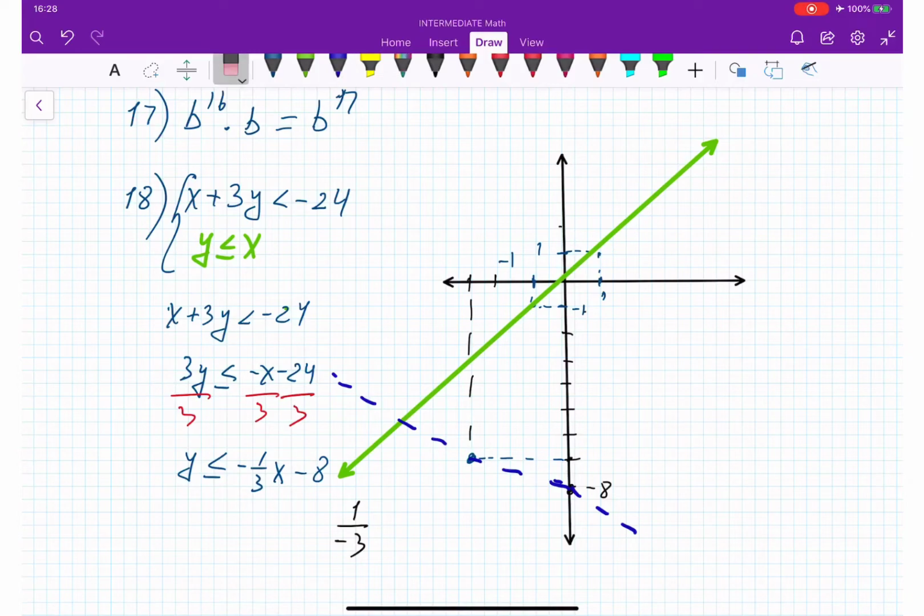Use your imagination, please. It's supposed to be a straight line. Approximately. Okay. Now we need to figure out which area we are going to shade.